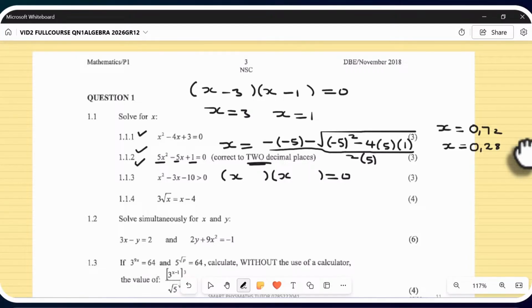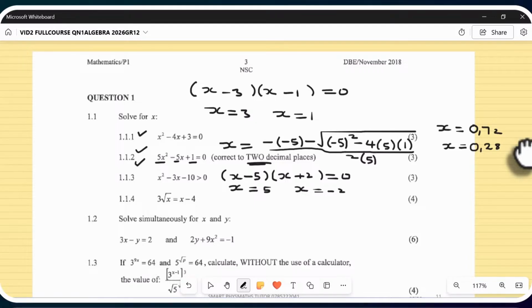So from here, our critical values, we have x equals 5 and then x equals negative 2. These are the critical values. Now we look at the coefficient of x squared, which gives us the shape. In this case, because this is positive, our shape would be like this.